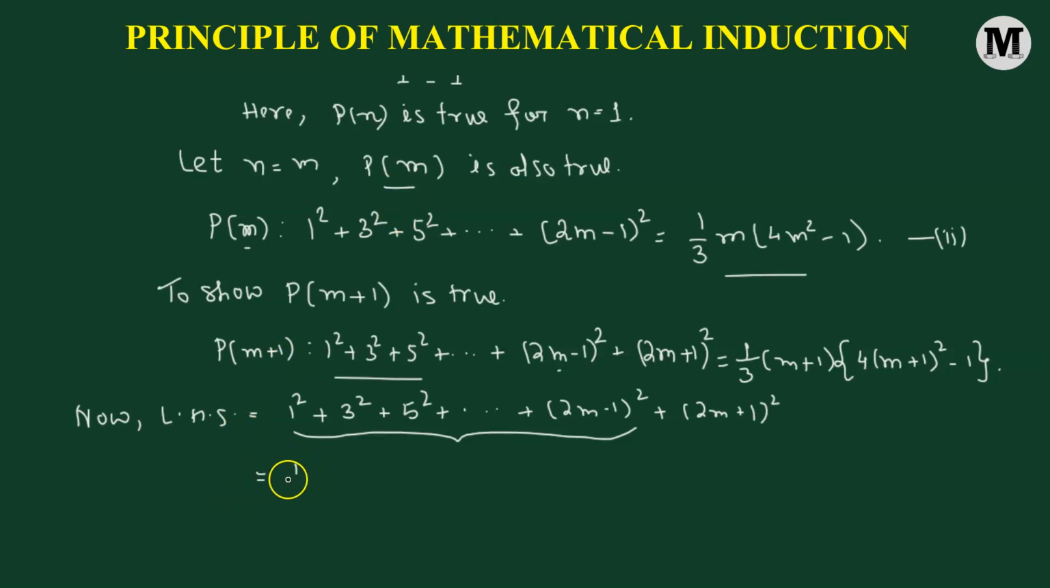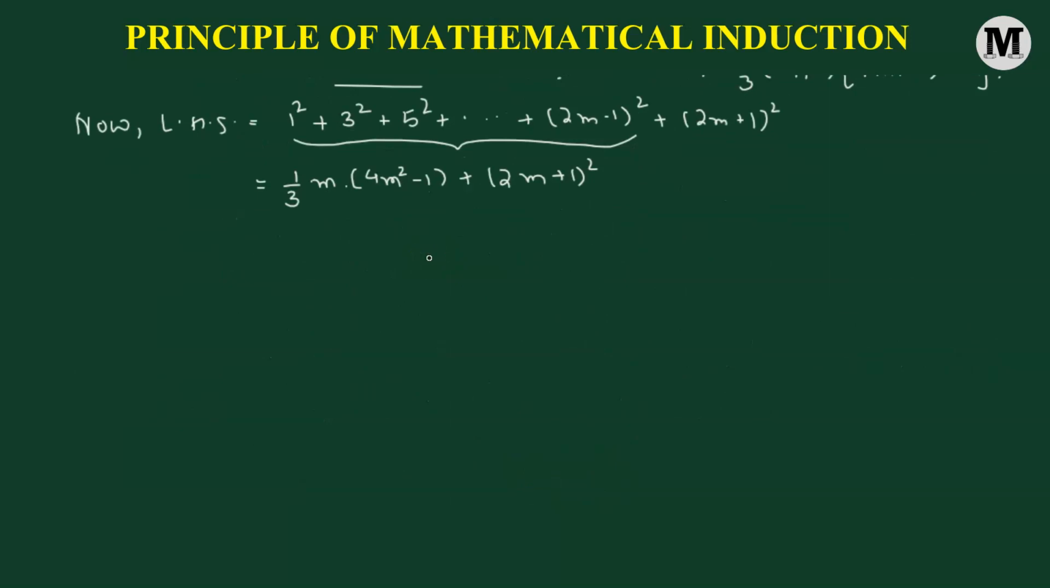So let's replace this. We have 1 over 3 times m times (4 times m squared minus 1) added to (2m plus 1) whole squared. Now we'll be combining these two terms. Before doing that, here we have 4m squared minus 1. Now 4m squared minus 1 can also be expressed as (2m) whole squared minus 1 squared, which gives us the difference of two squares. That means we have (2m minus 1) multiplied by (2m plus 1).